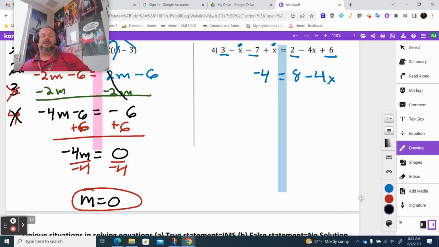All right. So now we need to get all our constants on one side. This is the one time that I'm going to say it's okay to leave your variable on this side. And I know some people are like, it's a rule. Yes, I know. But if it works out for you, it works out for you.